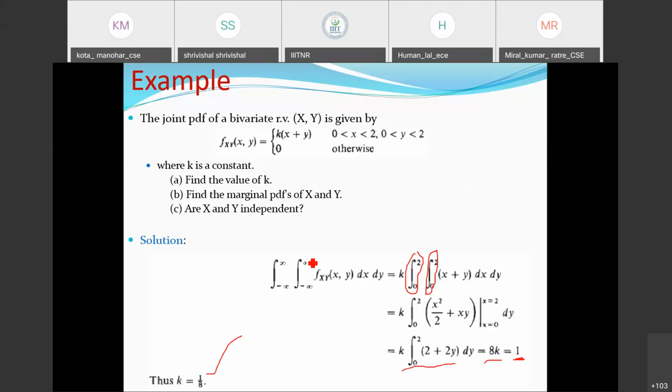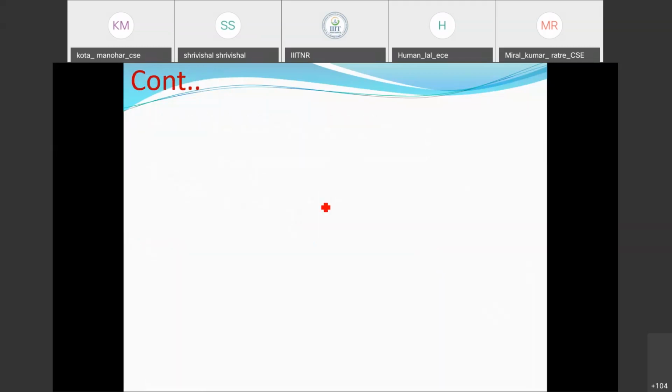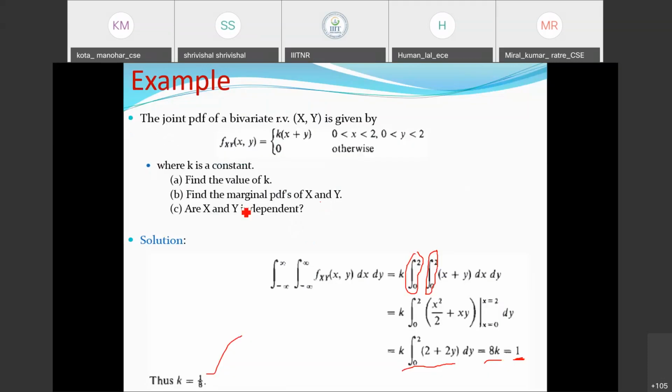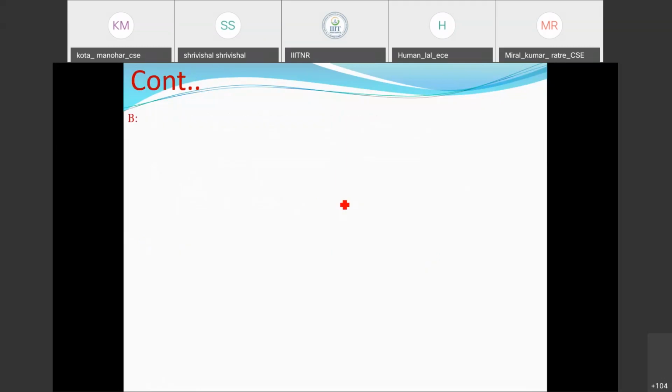Now we'll move to the second part. Find the marginal PDFs of x and y. So second part. What are the values for those marginal PDFs? Point B. So you should remember. Now we are moving to point B. Find the marginal PDFs of x and y. Solve it and just let me know the answer.